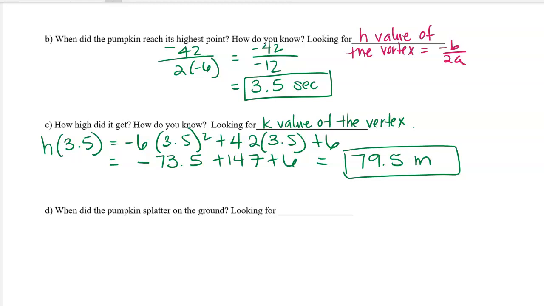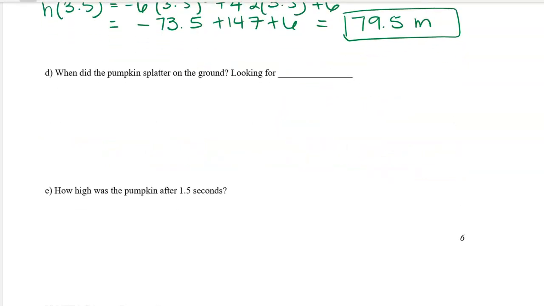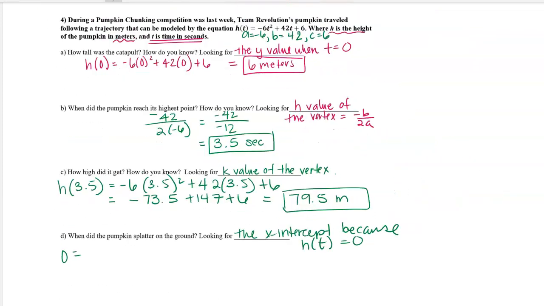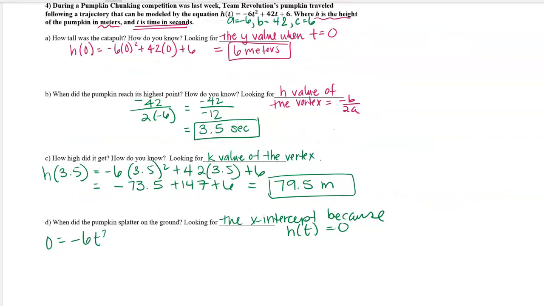All right, part D. Tanner, help us read part D, please. When did the pumpkin hit the ground? Okay. Yeah, Tanner, if we were asking you when did the pumpkin hit the ground, what do you think we're looking for? You guys agree with that? On the ground, meaning height has to be 0. You are correct. We are looking for the x-intercept. Because the y is 0. Because h of t equals 0. All right, so set y equals 0. Let me punch it in to see the equation. -6t squared plus 42t plus 6.